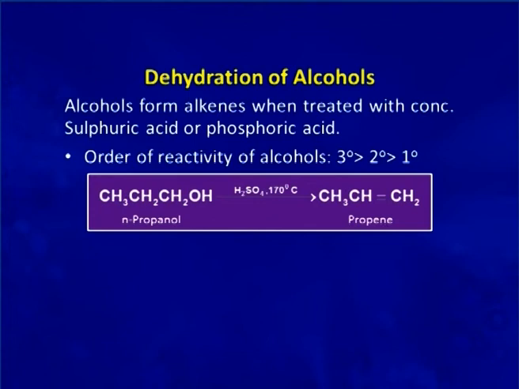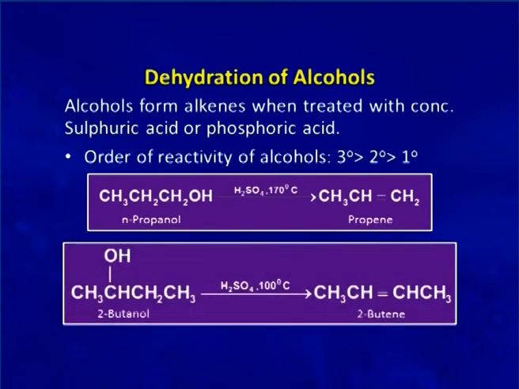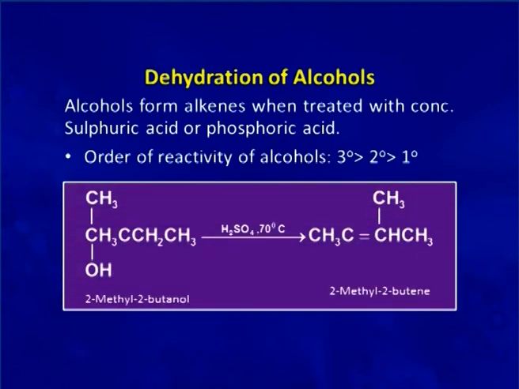This normal propanol, being a primary alcohol, requires sulfuric acid at 170 degrees centigrade. 2-butanol, a secondary alcohol, requires sulfuric acid at 100 degrees centigrade, and 2-methyl 2-butanol, which is a tertiary alcohol, requires sulfuric acid only at 70 degrees centigrade to undergo this dehydration process.